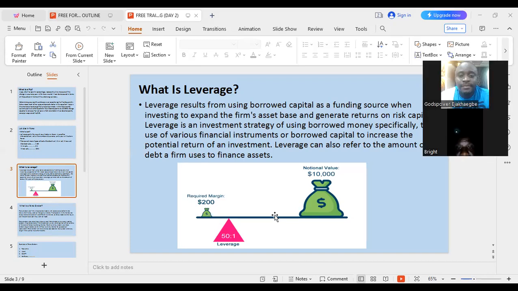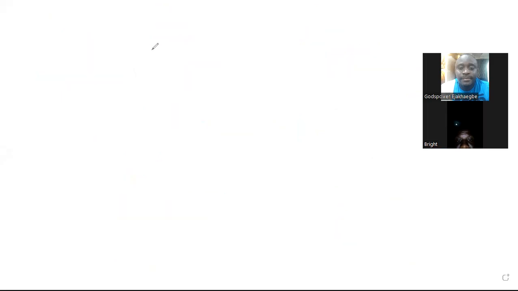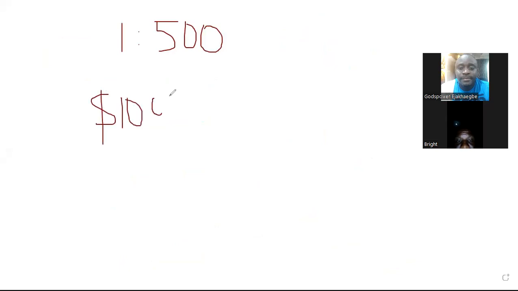If somebody tells me that I should use a leverage of 1 to 5, now if I'm putting $100 in, multiply this times that, that's $50.